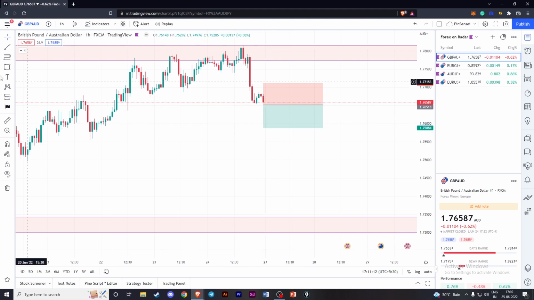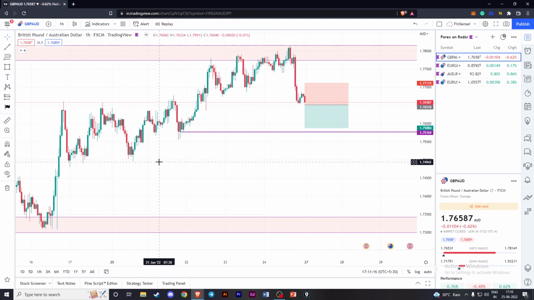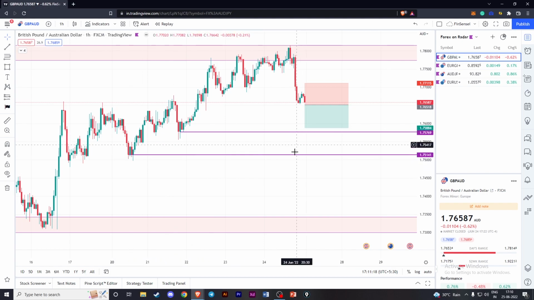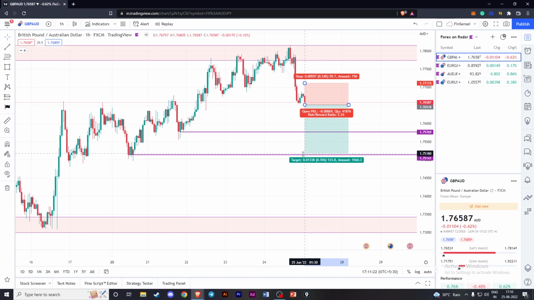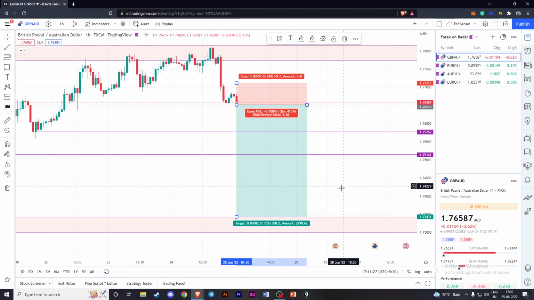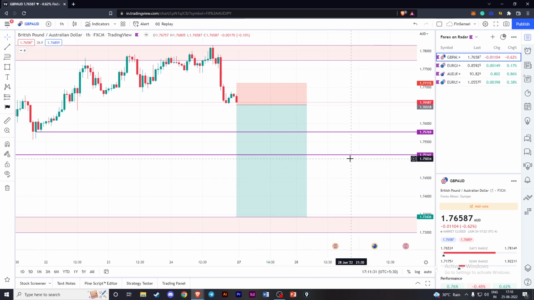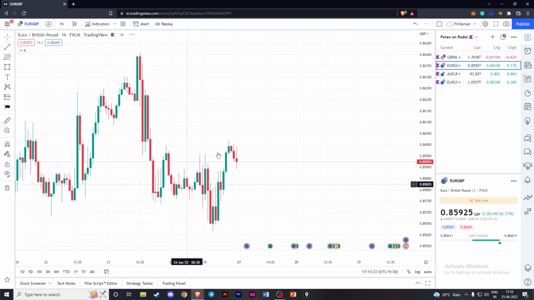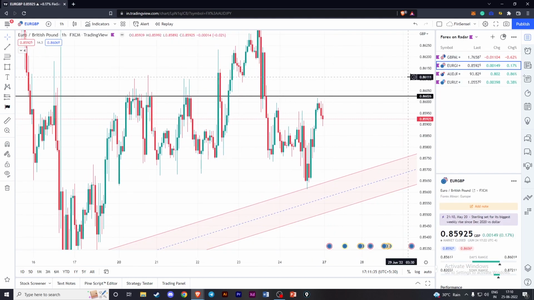We can take our first target as this zone right here, and the second target should be around here, and the ultimate target should be this support zone. It automatically gives us the ultimate risk to reward ratio which we can receive here, which is around 1:1.5. So the next pair which we have is the euro versus the British pound.